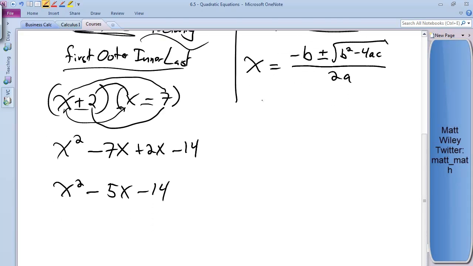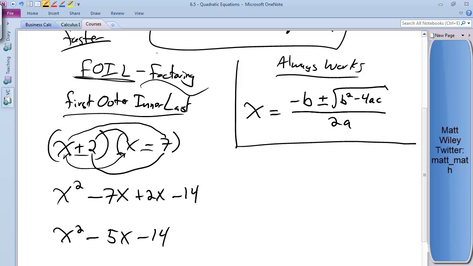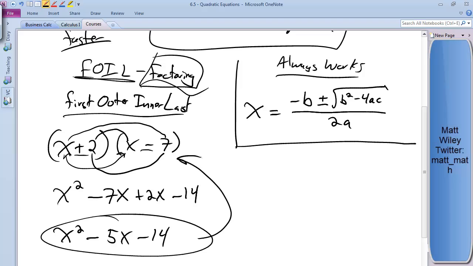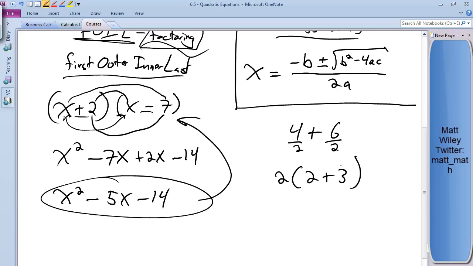This idea of reverse FOIL, undoing this FOIL business to factor, is all about taking something that looks like this and breaking it apart into pieces and going back up there. The last time I used the word factoring, we used it in a situation like this, where I had 4 plus 6, and I said, look, this guy has a 2 in common and this guy has a 2 in common, so I can pull a 2 up front and rewrite this as 2 times 2 plus 3, and then I would have talked about distributing this through to get myself back to the 4 plus 6.